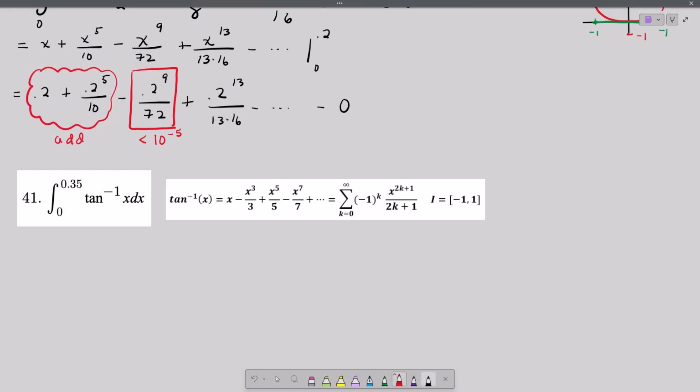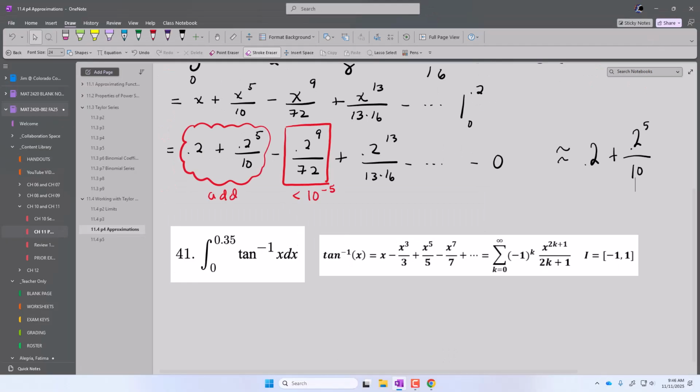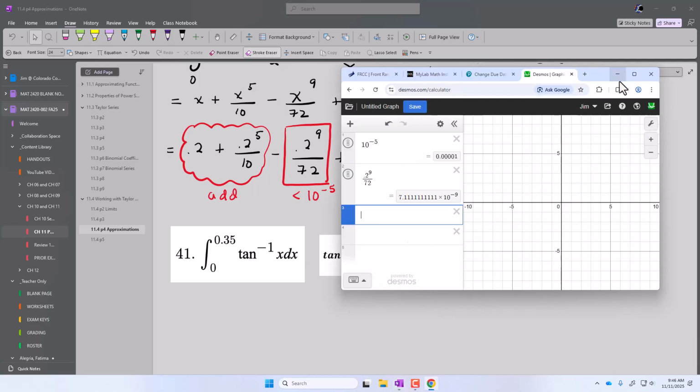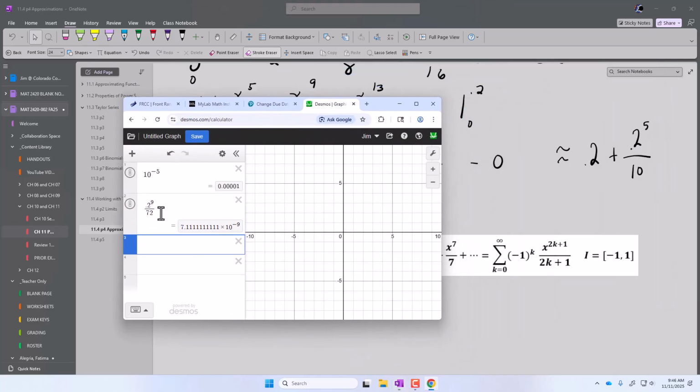So our estimation will be 0.2 plus 0.2 to the 5th divided by 10. So we just type that into our calculator and get that estimation, and that will be our answer. So we just have 0.2 plus 0.2 raised to the 5th divided by 10. So there is our estimation.